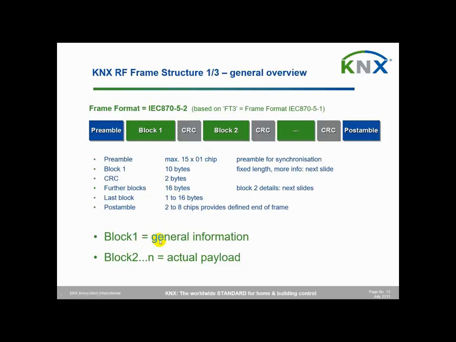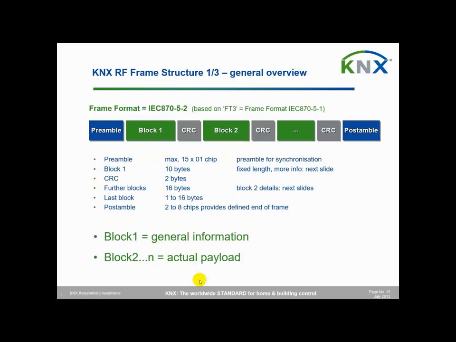Okay, here we see the frame structure of a KNX RF frame. It starts with a preamble and ends with a postamble, and in between we see different blocks: one block of type block 1 and then blocks of type block 2. And in between these blocks are the CRC, the cyclic redundancy checks. And so that's the general structure.